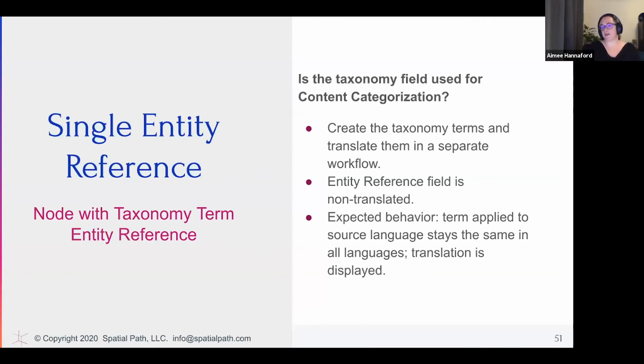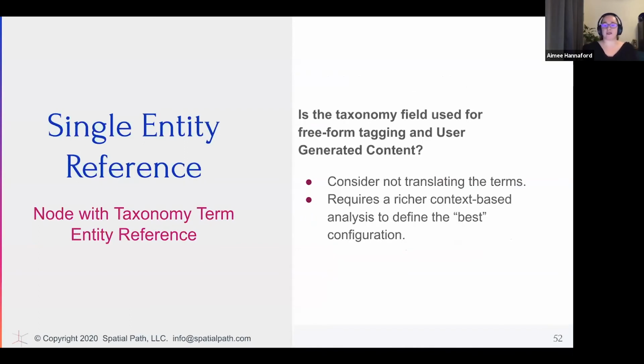So if this taxonomy field is used for content categorization, you want to create the taxonomy terms and translate them as a separate workflow, because the entity reference field is not translated, because the content itself doesn't change, just the translation changes per locale. Then also, is the taxonomy field used for free-form tagging and user-generated content? Well, consider not translating the terms, and consider also how you are displaying that term or the best configuration for that type of content. And that's a whole different talk, or 4 talks.